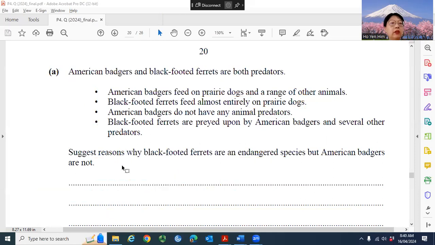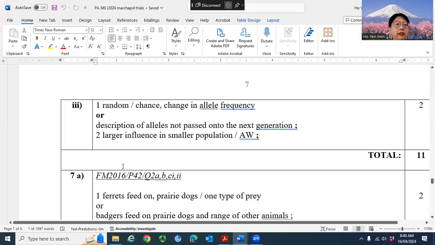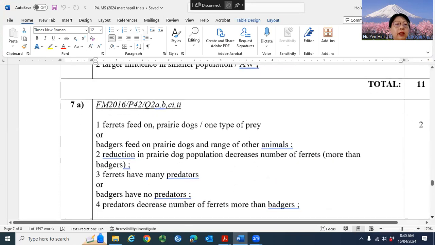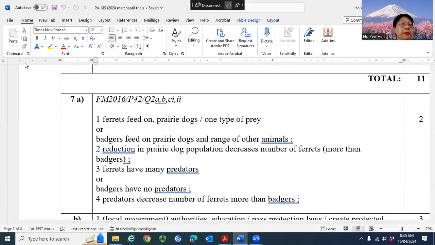So let's look at the mark scheme, how you write the answer. Basically it's a similar answer. Ferrets can feed on prairie dogs or one type of prey only, whereas badgers can feed on a few types of prey. Number 2, when the prairie dog number decreases, the ferrets will also decrease.